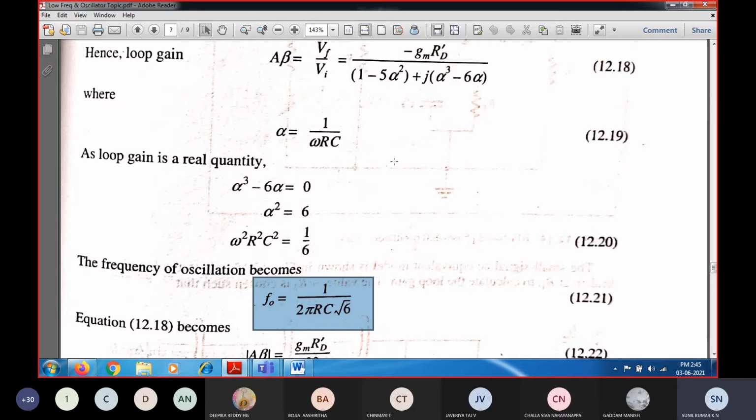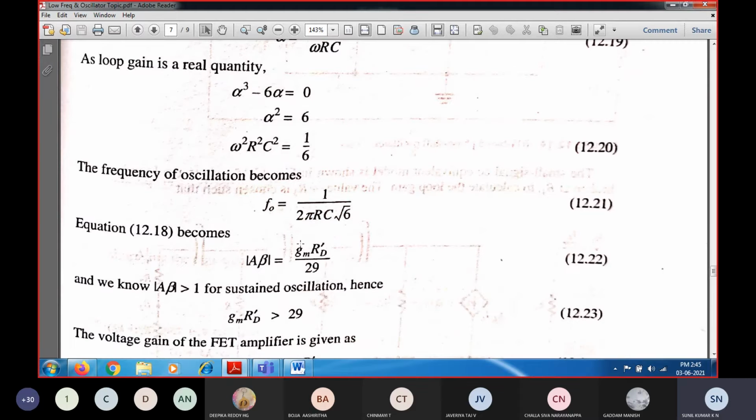So the gain, if I substitute the value, omega RC, right? So alpha is equal to 1 by omega RC. Then if I substitute the value of the gain reduction, you'll be getting the gain from the output feedback to the input terminal. So if I have the output and input, I will be getting the gain expression, as this is gm into RD dash, the output gain expression of an amplifier.